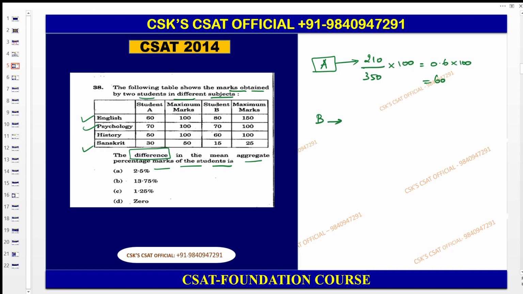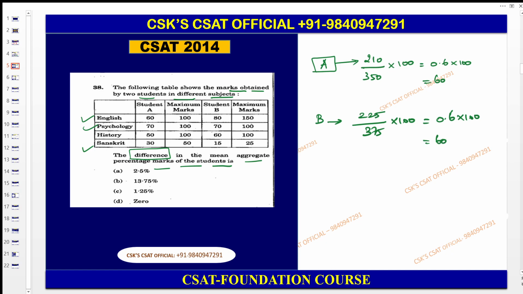So for B here, obviously the same procedure you can use. Sum of the marks here: if you sum the marks, you'll get 225. The maximum marks here are 100, 150 and 25. If you add up that one, it becomes 375, into 100. Then 0.5, sorry, 0.6 only. Here also 0.6 into 100, which is equal to 60.